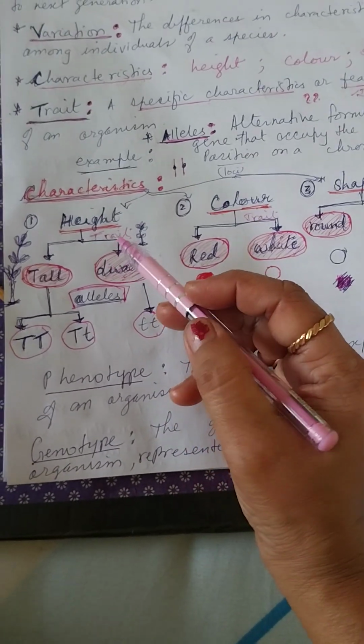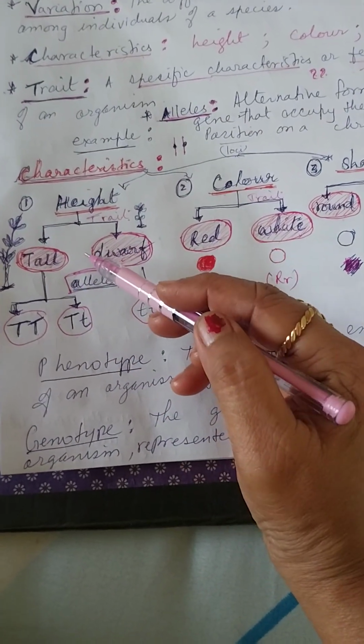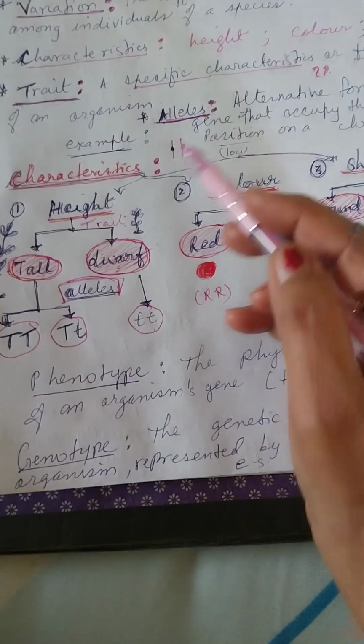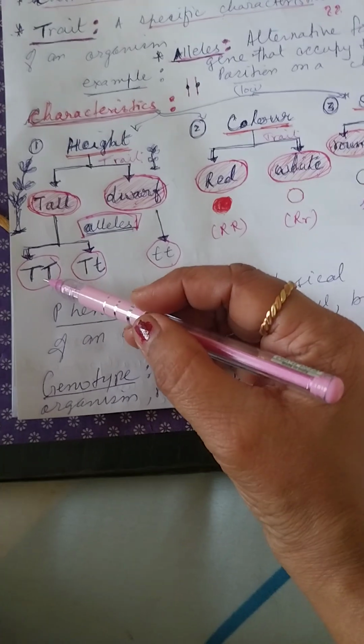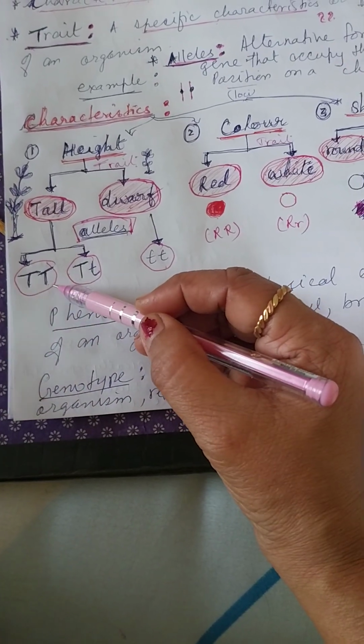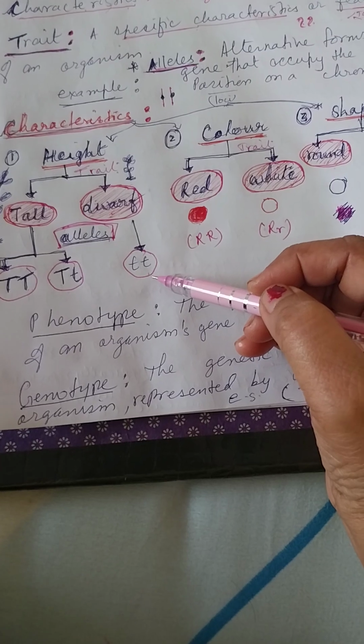Now this tall or dwarf, on what does this depend? This depends on the alleles, already explained to you, the alternative forms. So alleles can be capital T capital T, capital T small t, or small t small t. Okay, one more thing let me explain to you.